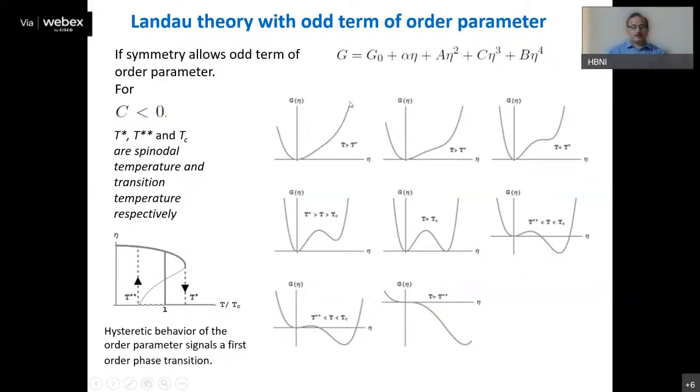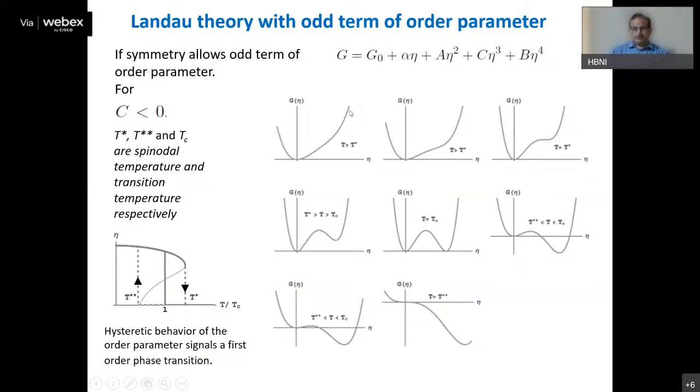Of course, here you have to put some restriction on the coefficient of this third order term, because you want to have this transition at some temperature below Tc. So there should be some minima appearing at some positive value of the order parameter. So the coefficient of this term has to be negative. Now let us see how this free energy curve evolves as we go on reducing the temperature.